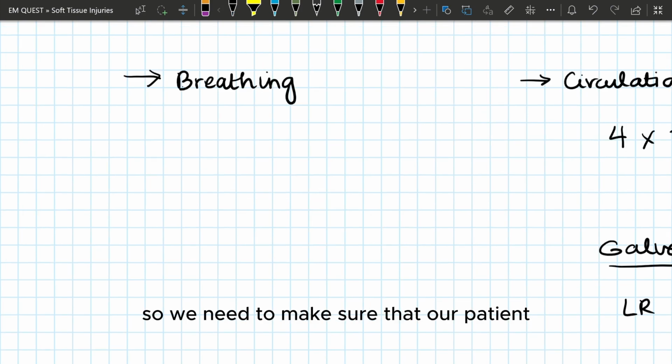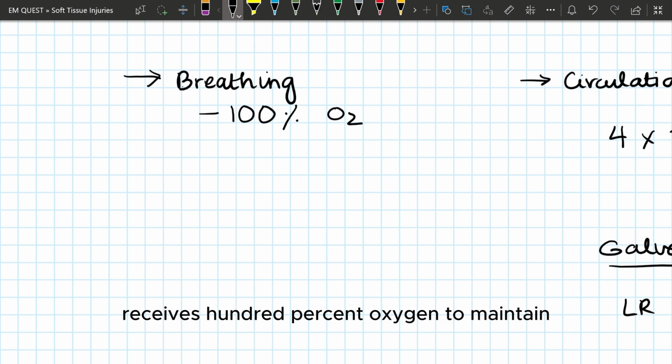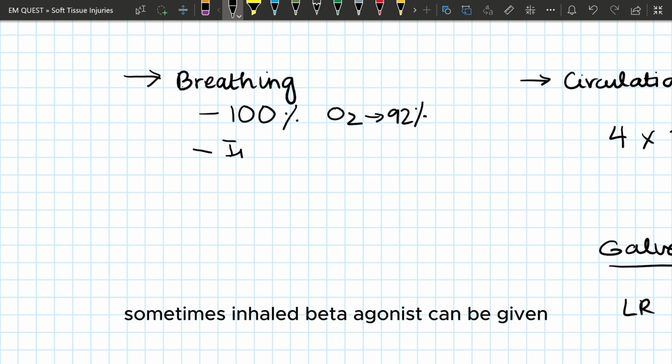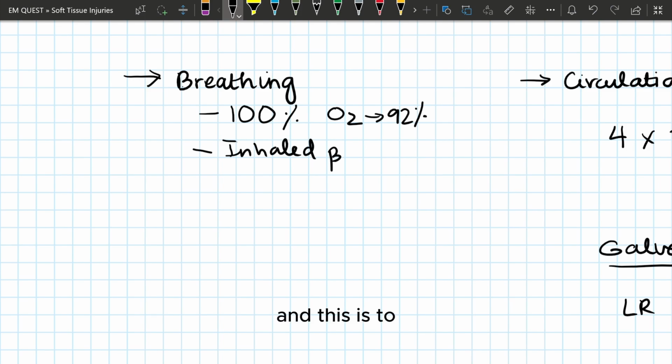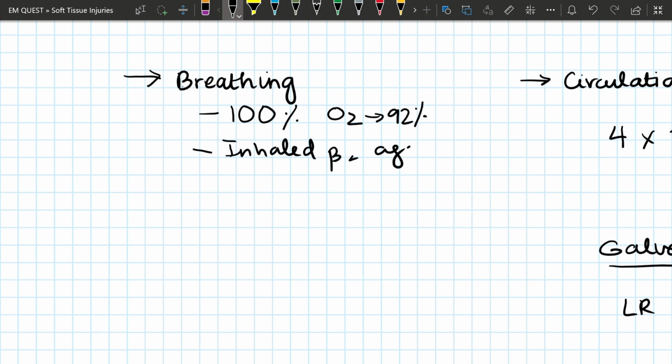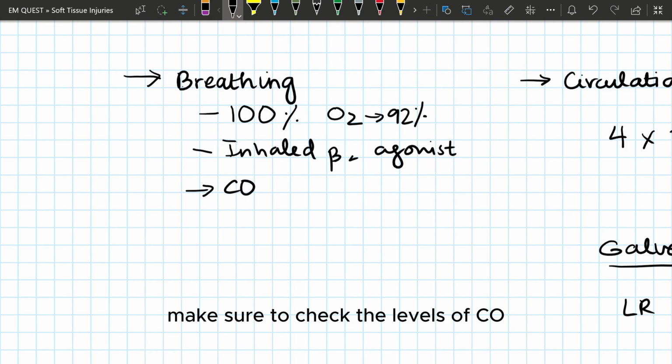Regarding breathing, so we need to make sure that our patient receives 100% oxygen to maintain the saturation above 92%. Sometimes inhaled beta agonist can be given, and this is to basically decrease the bronchoconstriction. Make sure to check the levels of CO.